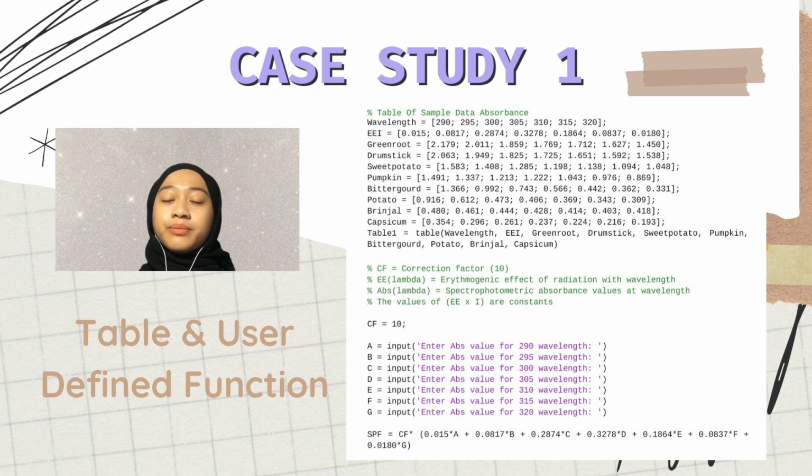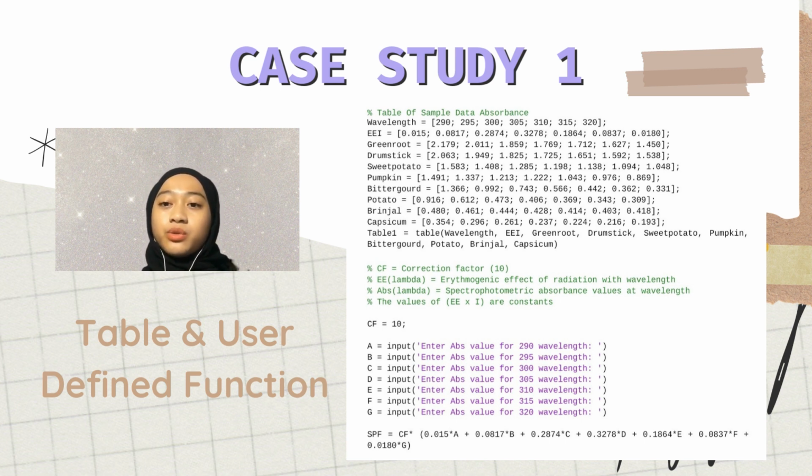Now for the table, we insert all the results that we obtained before, so that when we run it, we can obtain the list of the absorbance values for each vegetable. Okay, next we use all the information from the table previously and insert it in the user-defined function, and then Matlab will calculate the SPF values for the vegetable we choose.